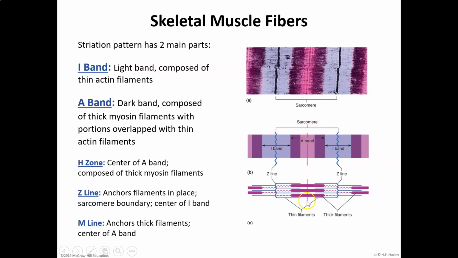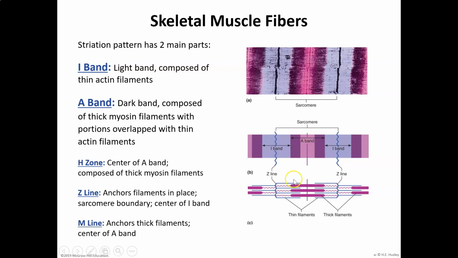Right in the middle, this line that they don't have any label on, that red line that goes up and down right there, that's called the M line. That anchors the thick filament. And it's in the center of the A band. The A band is defined as the length of a thick filament. So the length of one thick filament is from here to here. That corresponds to what we call the A band.